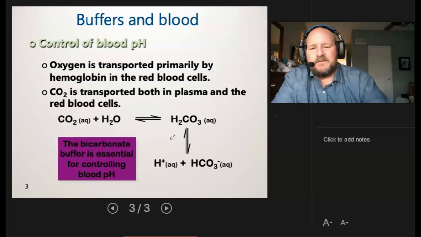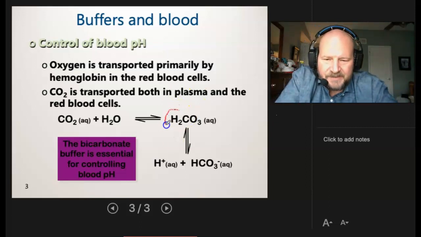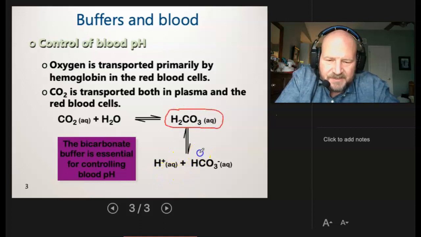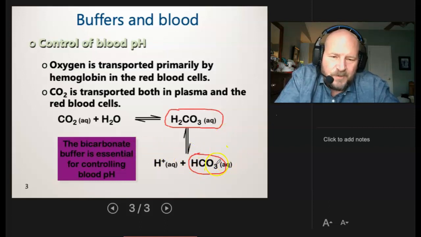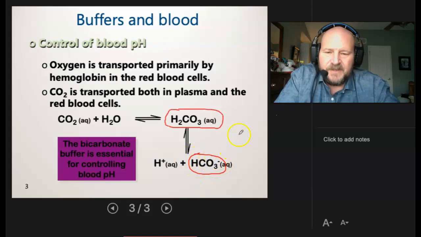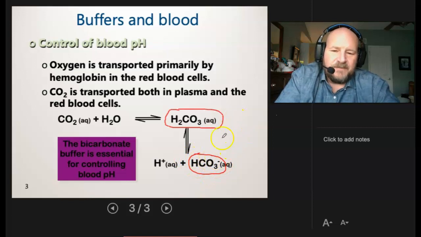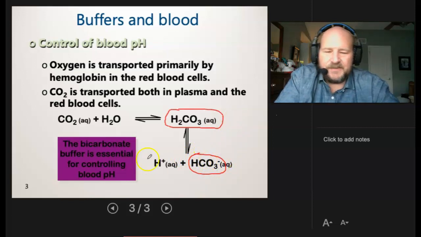And so you can see here we have our weak acid. And of course, that's going to break apart to H plus and the bicarbonate. And of course, if I use sodium bicarbonate, then I have more bicarbonate in the system. And of course, that's going to help to offset any acid or base.